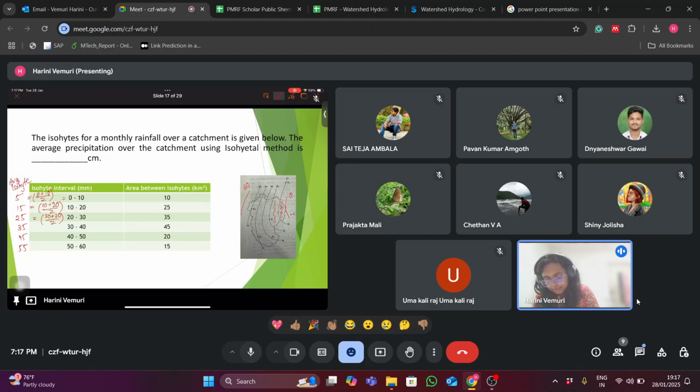So once we have the average isohyet heights, what we will be doing is to calculate the P average. We'll multiply this average isohyet height with the area. So 5 into 10. For 15 mm it is 25 square kilometers. 25 mm, 35. For 35 mm it is 45 square kilometers plus 45 into 20 plus 50, 15 by total area.